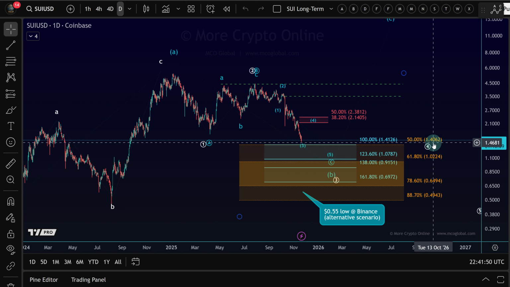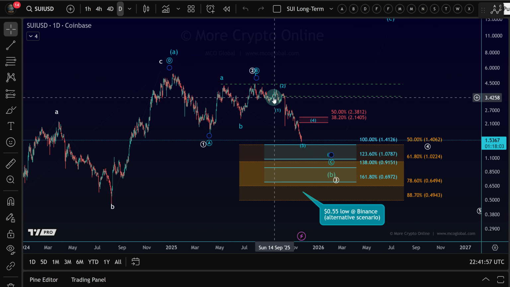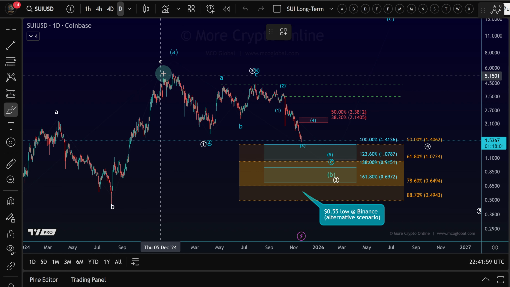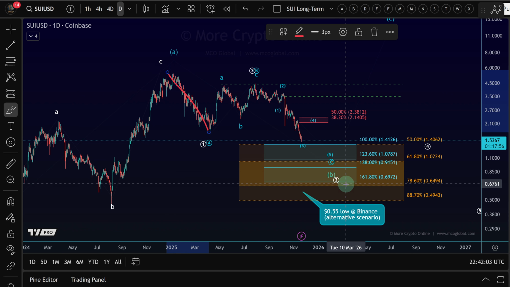So in this correction that is currently unfolding and which started up here in January 2025, we've already seen an A wave, which is the first leg of a corrective pullback, which is typically a three-wave pullback. So Elliott wave teaches us that corrections unfold in three waves. We have more complex corrective patterns as well that could be unfolding, but most are unfolding as standard three-wave structures, and that is what we have here currently on our chart as well.